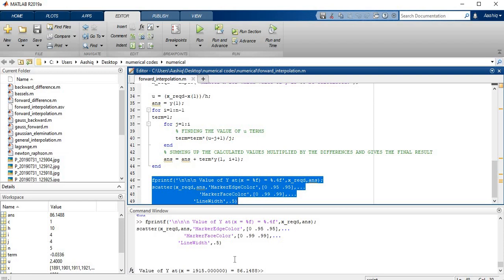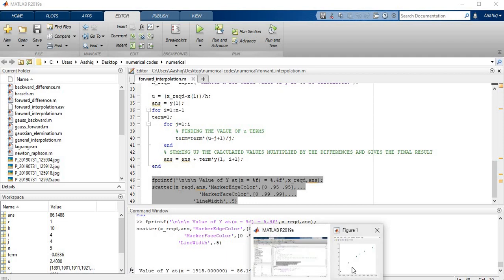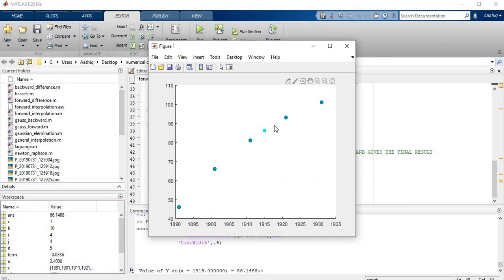Okay, so in the year 1915, the population of that area was 86.1488 lakhs. And to show you the graph, here I can plot it, that the population was 86.1488.